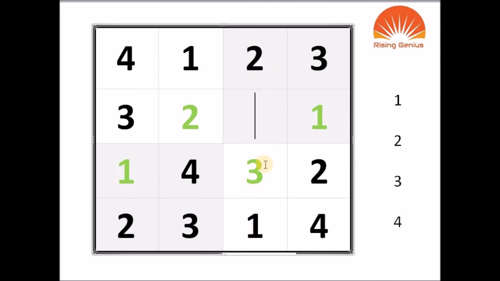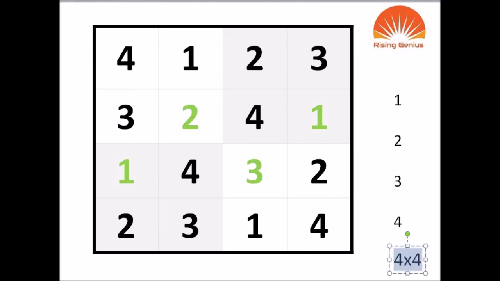1, 2, 3, and what is remaining here? 4. Similarly, in this entire grey box only 4 was remaining, and in the sleeping line also only 4 was remaining. So this way we completed our 4 by 4 Sudoku. What is this called? I'll write it down for you. 4x4. 4 by 4 Sudoku. Okay, so if you are a complete beginner in Sudoku, then you can start with 4 by 4 puzzles. All clear, I hope?